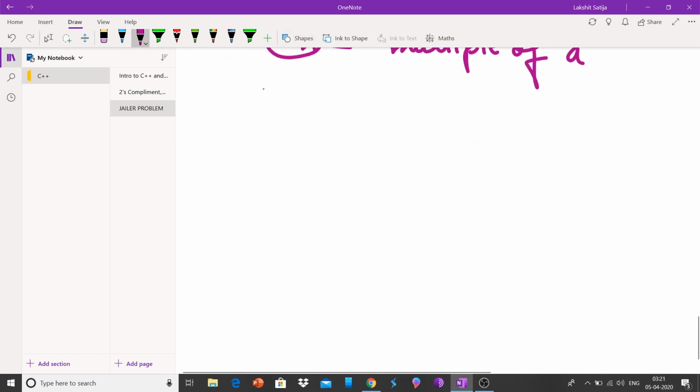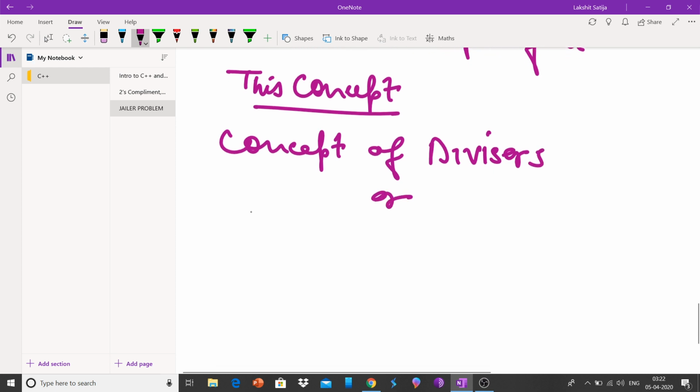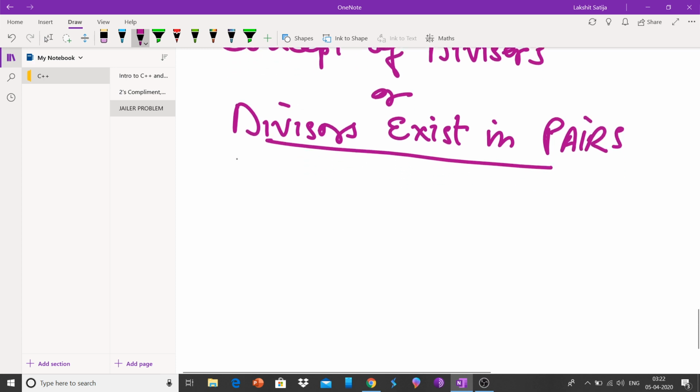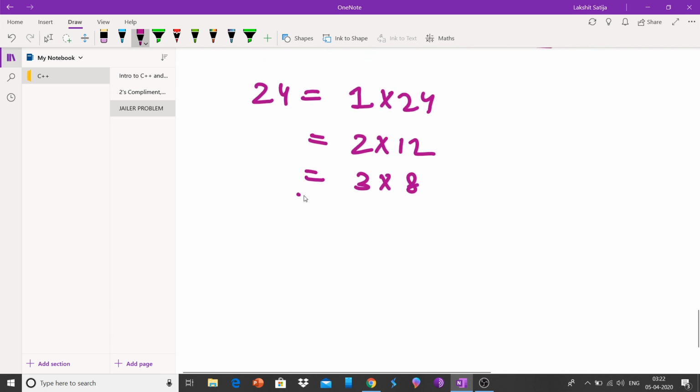Now we will use this concept of divisors, that divisors exist in pairs. What does this mean? 24 is equal to 1 into 24, or 2 into 12, 3 into 8, 4 into 6, and then the numbers will repeat.